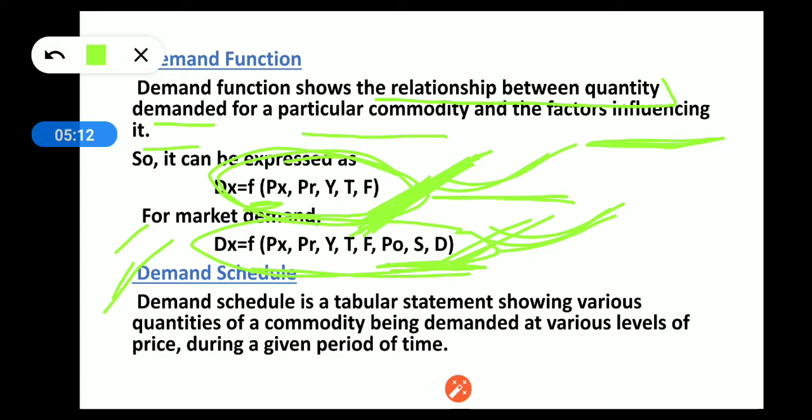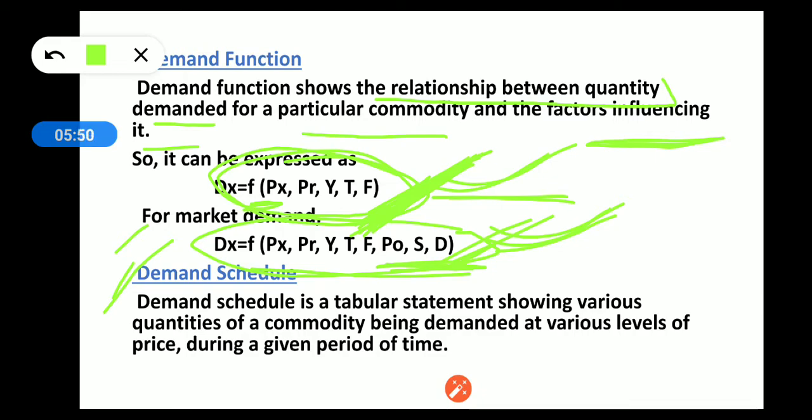Schedule is generally a table which shows the various quantities of a commodity being demanded at various levels of price. So a table which contains two columns, one is for the price and second one is for the demand. When it shows the relationship between price and demand, that if price increases, what happens to the demand? If this relationship is displayed in the form of a table, meaning various combinations of demand with the price are shown in the table, then that is known as demand schedule.